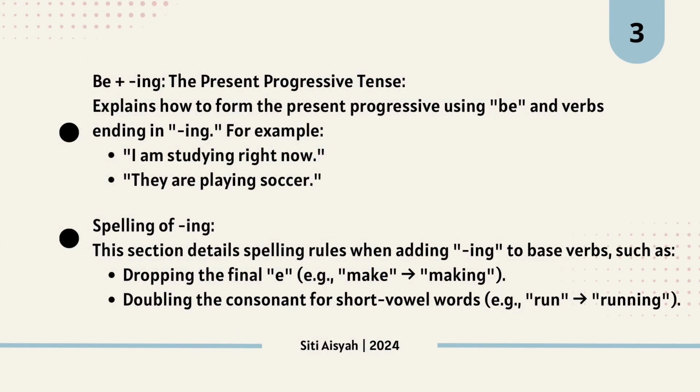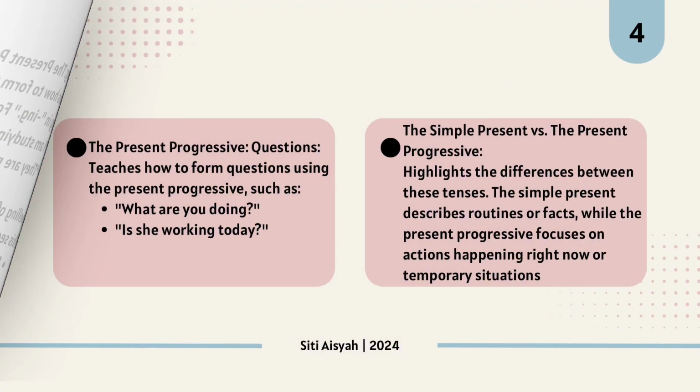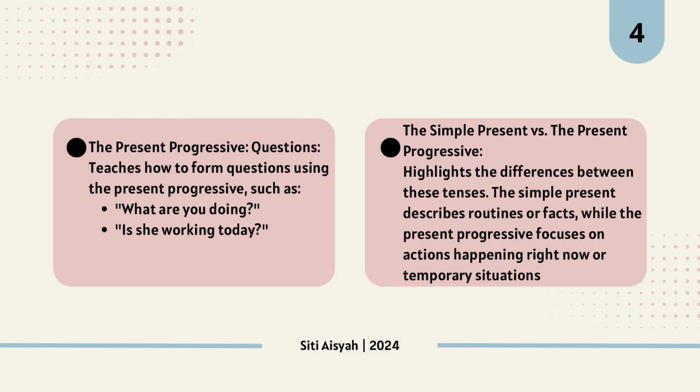Okay, the first one, be plus ing, the present progressive tense. Explains how to form the present progressive using be and verbs ending in ing. For example, I'm studying right now, or they are playing soccer. Next, spelling of ing, dropping the final e. Example, make to making. Next, the present progressive questions. For example, what are you doing? Or is she working today?